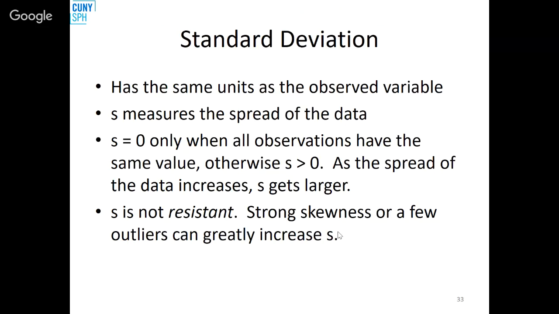A few properties of standard deviation. One, it has the same units as the observed variable. So if we measure heights in inches, then the standard deviation will be in inches. And it measures the spread of the data. It's always positive unless all observations have the same value. So as soon as you have any 2 observations that are different from each other, the standard deviation becomes positive. And of course, as the spread or those deviations from the mean increase, S gets larger. It is not resistant to outliers or skew.